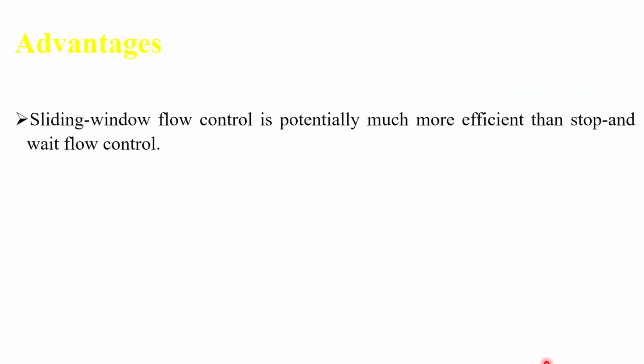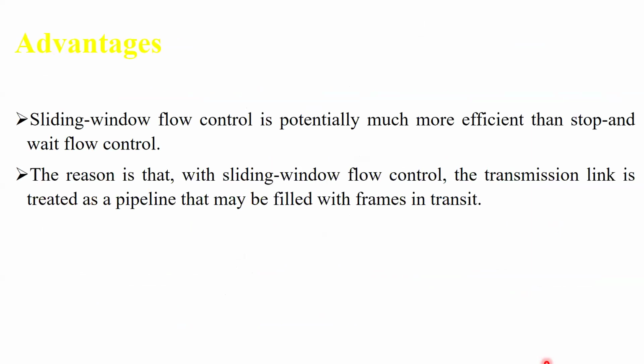Coming to the advantages: it is very efficient, and the transmission link is treated as a pipeline that is filled with frames in transit. These are the two main advantages of using the sliding window protocol. It will be a continuous pipeline. Okay, fine. So this is a clear explanation of flow control, data flow control.